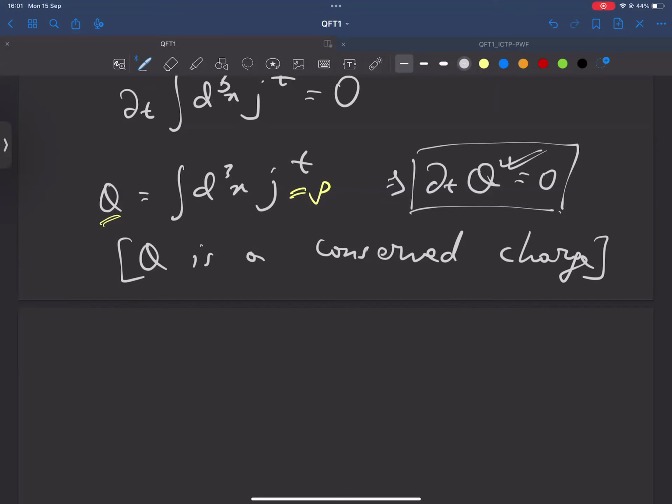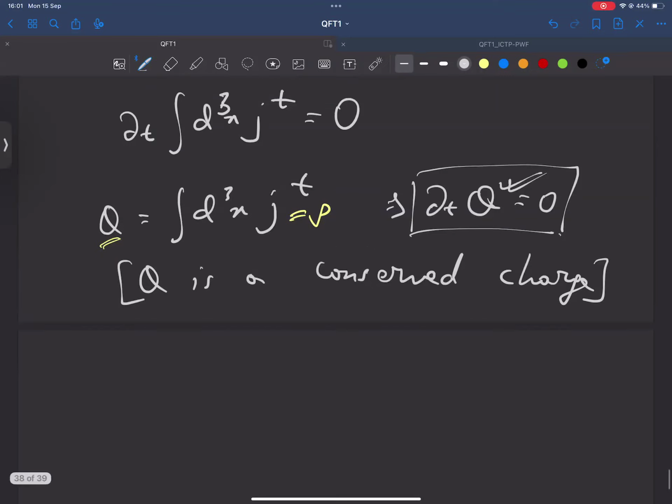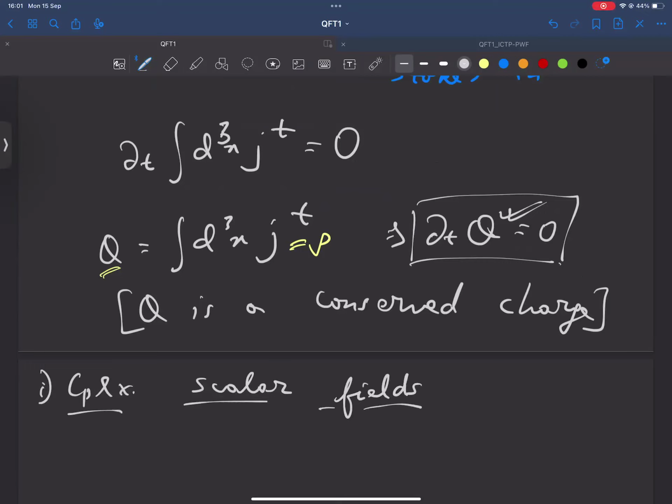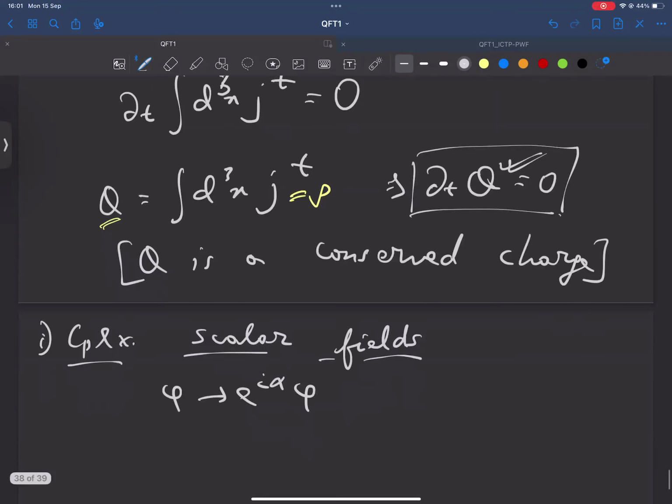Right. So now let's compute for the complex scalar field what conserved charges we have. So there the symmetry was this, right?